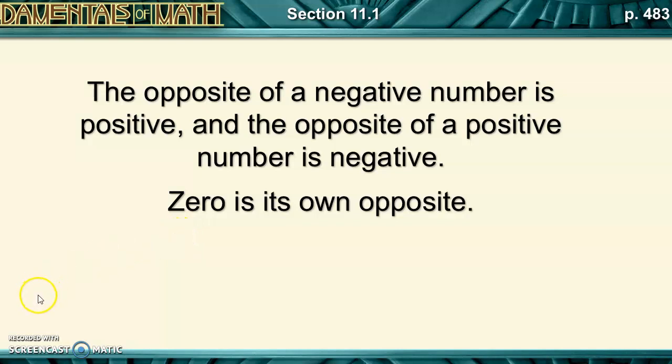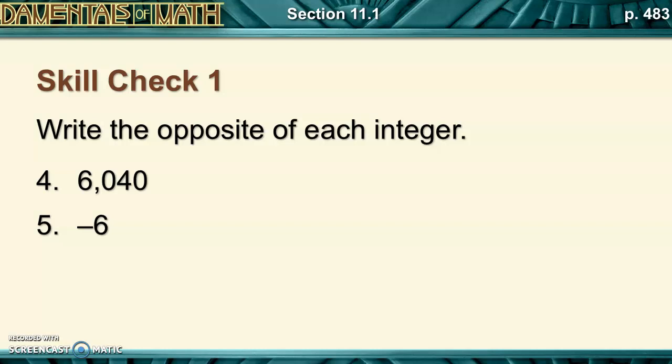Cool. All right. So if you have this written down, let's go ahead and go to the next skill check. Write the opposite of each integer. Kind of interesting that we're using the word integer here and we haven't clearly defined it. All right. What is the opposite of 6,040? Well, if we just change the sign, that would be the opposite. So the opposite of positive 6,040 is going to be negative 6,040.